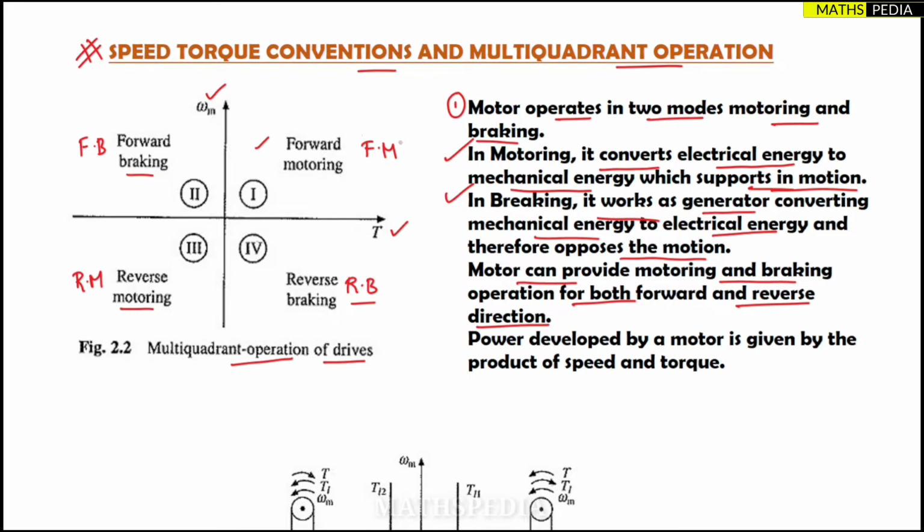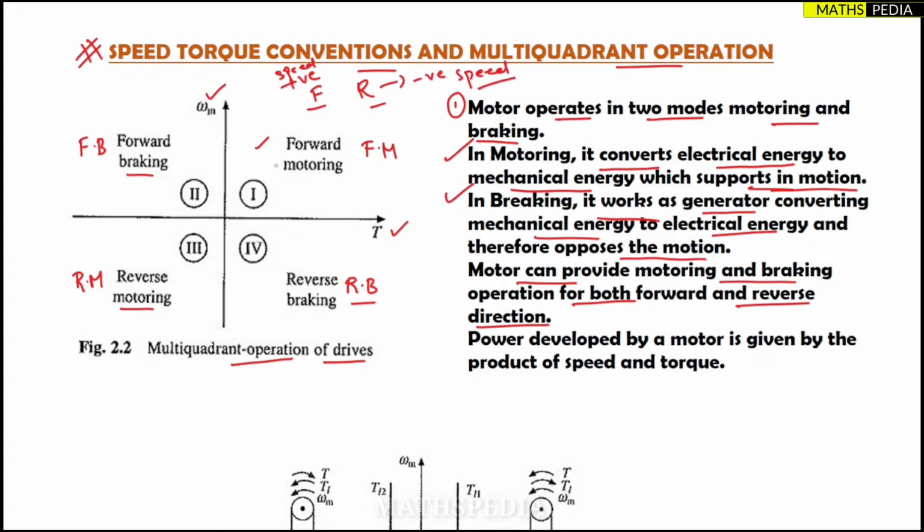Now you understood that motoring and braking are there. Now why we have to take forward motoring in the first quadrant and forward braking in the second quadrant, we'll understand in a simple way. Listen carefully, this is an important point. Now forward direction and reverse direction, F and R. This is based on the sign of speed. That means forward will be positive speed, and reverse will be negative speed.